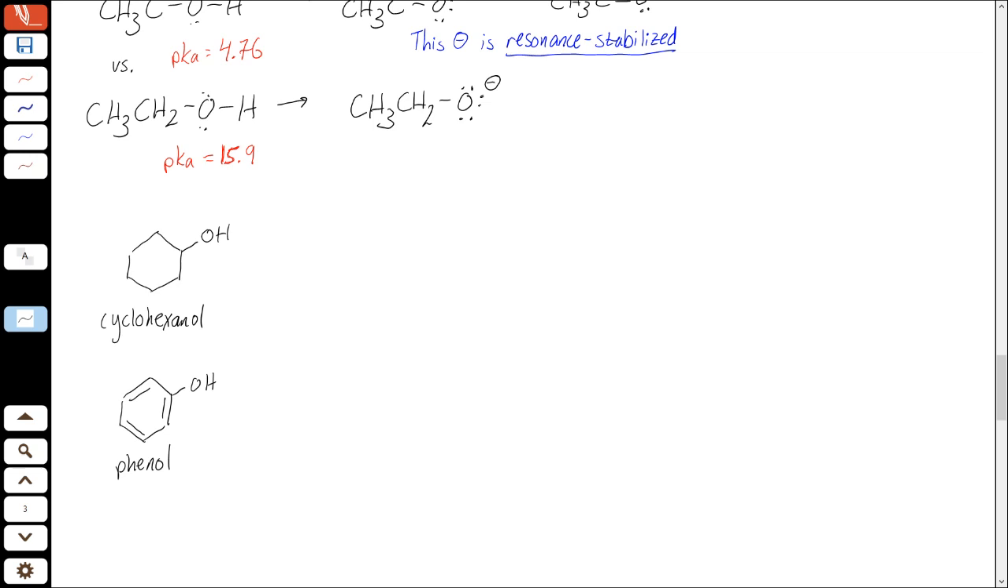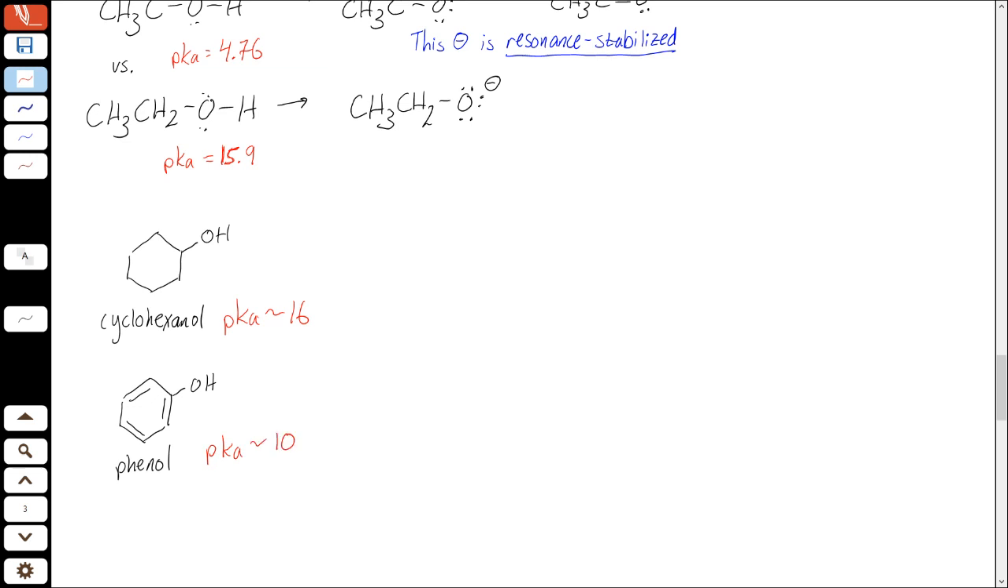And actually, do I not have this in here? Yeah, we definitely need a better pKa table. This is frustrating. Okay, well, it's close enough. All right, so cyclohexanol has a pKa around 16. And phenol has a pKa around 10.